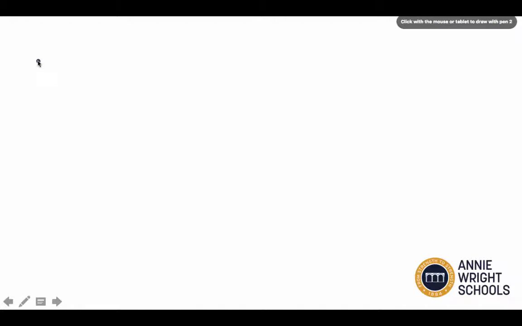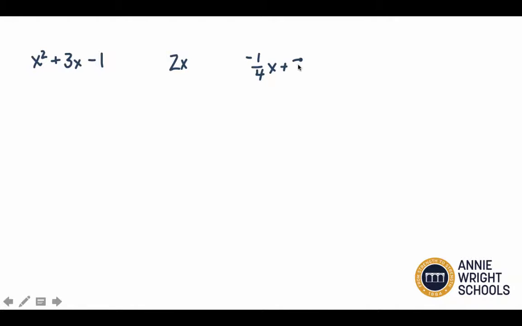So anything like x squared plus 3x minus 1, that's a polynomial. 2x, that's a monomial, but it's a type of polynomial. Negative 1/4 x plus 2, that is a binomial. And then something like x to the 5th minus 3x to the 3rd plus x minus 1, that's a polynomial.